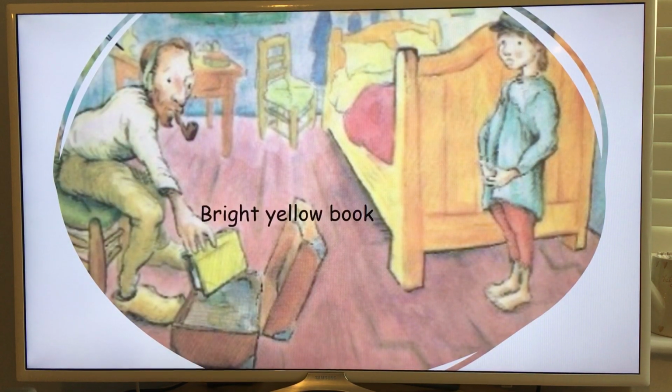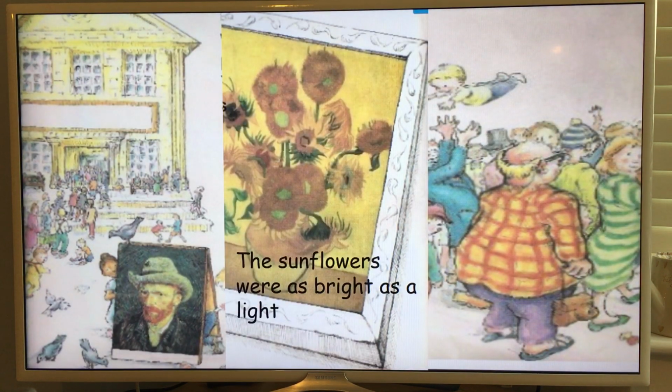Bright yellow book. Who does the yellow book belong to? Where is it being put? Why is it being put there? The sunflowers were as bright as a light. Where have the sunflowers come from? What else can you see in those pictures?